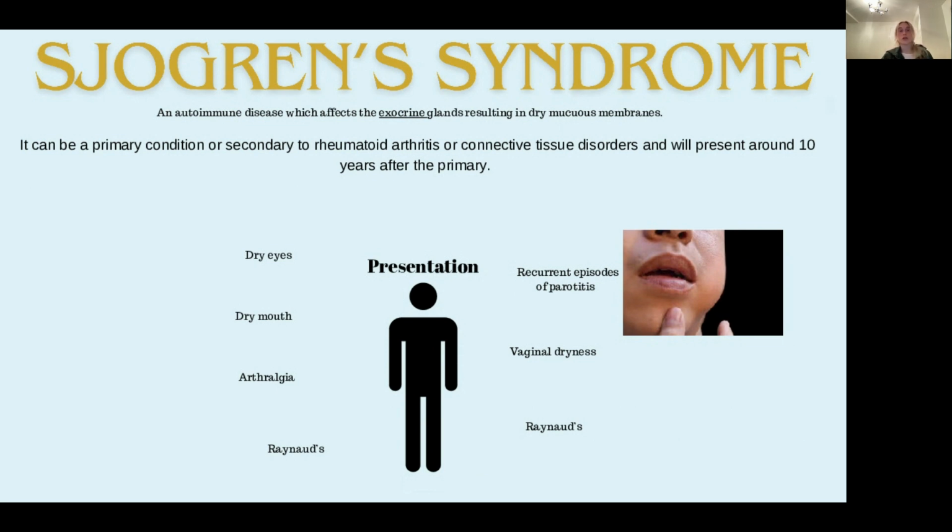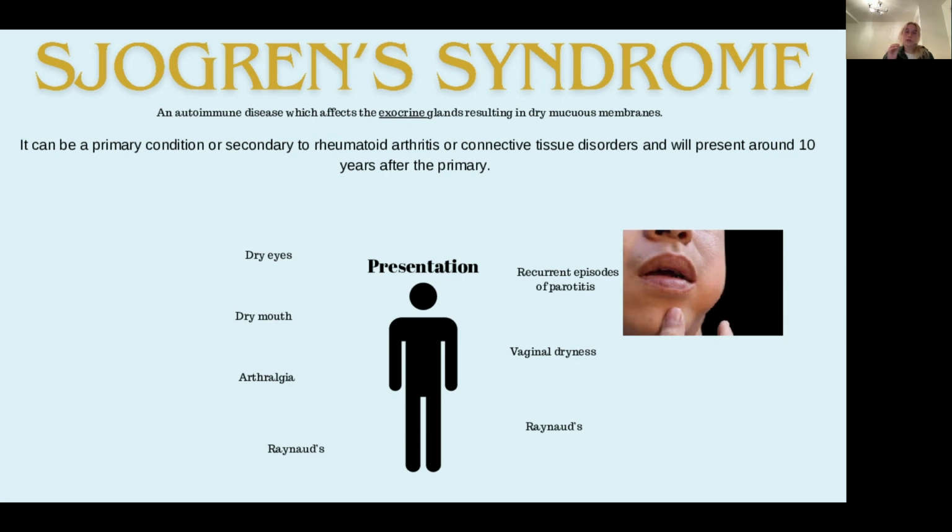So moving on to Sjögren's. So Sjögren's is another connective tissue disorder. It's an autoimmune disease, again, which affects your exocrine glands. So your exocrine glands are secreting glands in your body. So these can be your salivary glands. So most often in Sjögren's, it affects your salivary glands, and that causes you to have dry mucous membranes. Sjögren's itself can be a primary disorder, so you can only have Sjögren's, or you can have it secondary to rheumatoid arthritis.